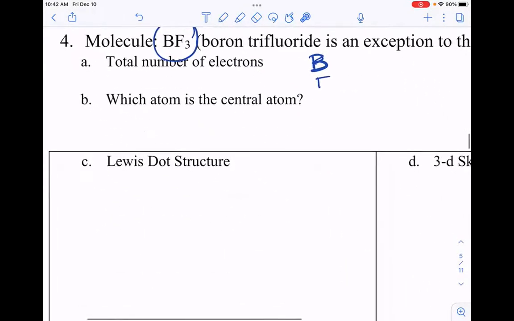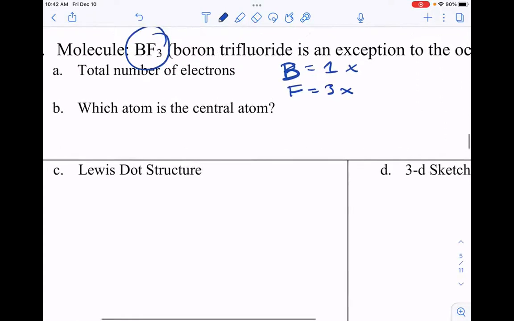All right, and so let's go ahead and do BF3. So we have 1 boron, 3 fluorines. Group number for boron? 3. Group number for fluorine? 7. Yep. So 3 times 7 is 21, plus 3. We have a total of 24 valence electrons.